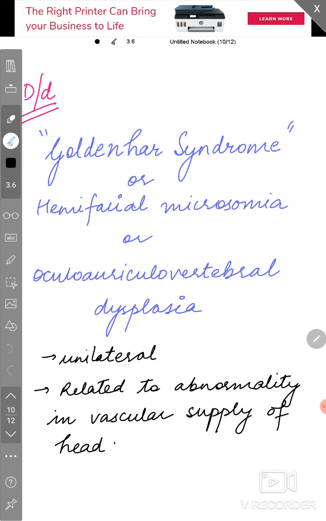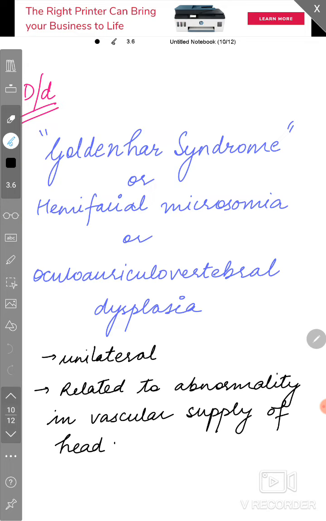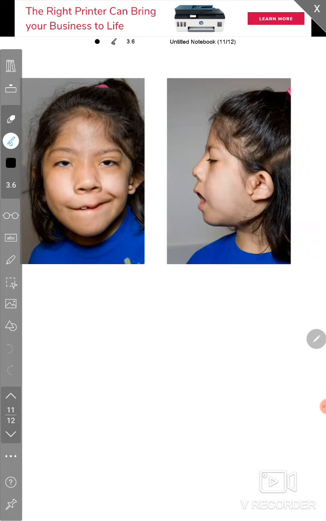And differential diagnosis, there is other syndrome called golden hair syndrome or hemifacial microsomia or oculovertebral dysplasia. Okay, this is differential diagnosis of mandibulofacial dysostosis, but this is unilateral. Okay, and it is also related to abnormality in vascular supply of head. यहाँ पे this is the golden hair syndrome, and this is unilateral.